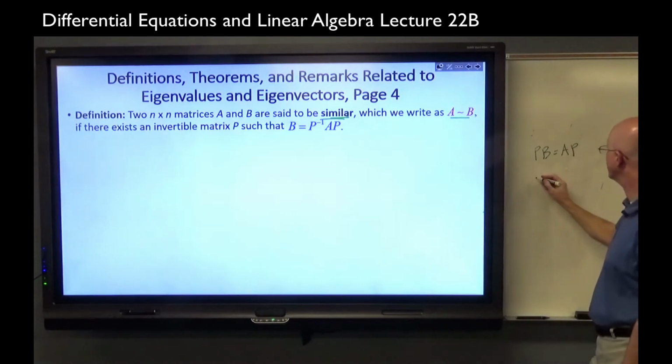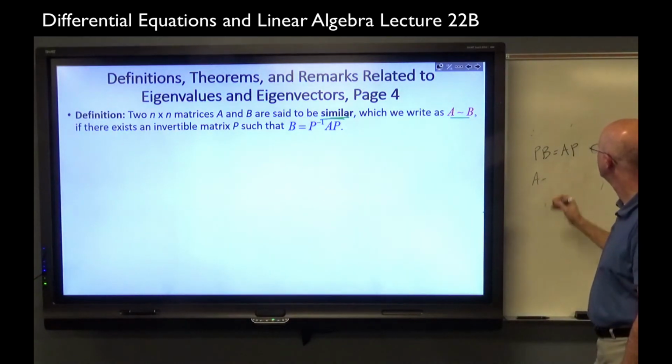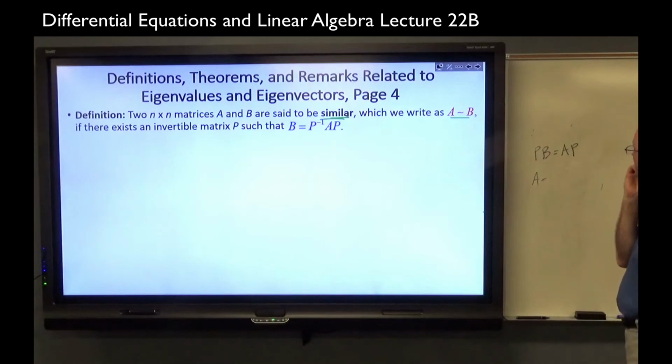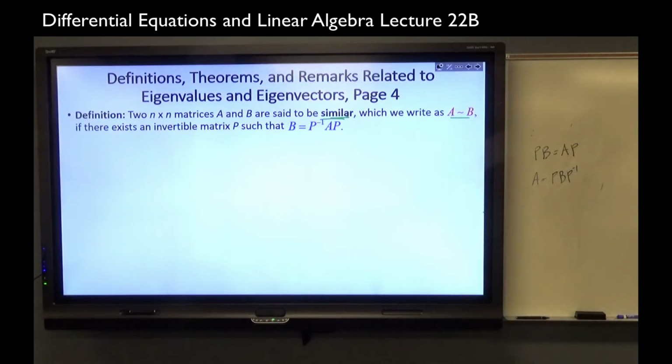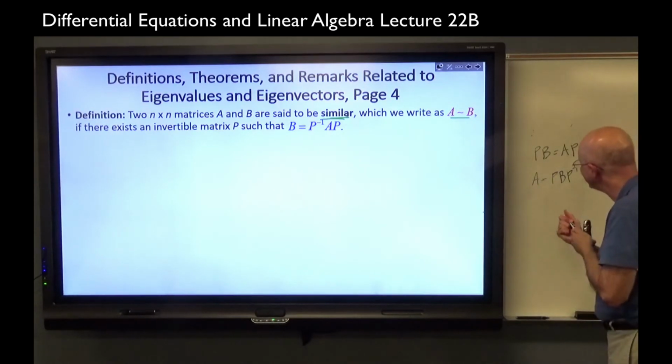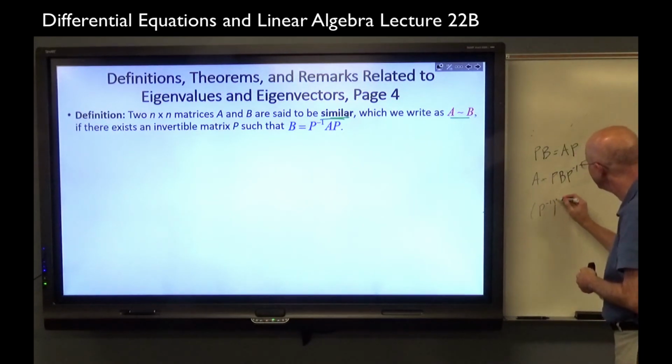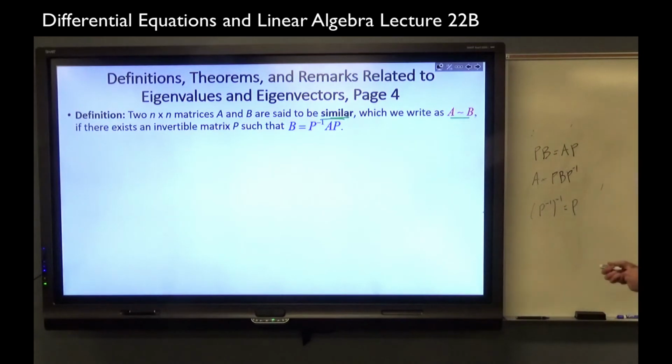And I also could solve the equation for A. Multiply both sides on the right by P inverse. And I switched it around here. I can say A is P times B times P inverse. What this means actually is that if A is similar to B, then B is actually also similar to A. Because if P is invertible, P inverse is also invertible. They are inverses of each other. The inverse of P inverse is P itself.